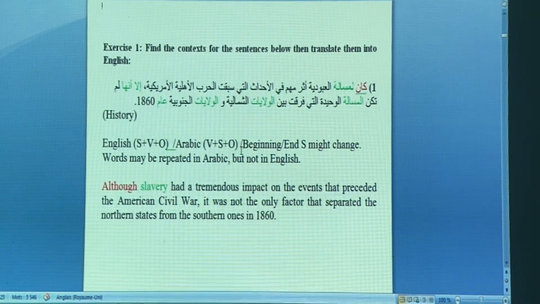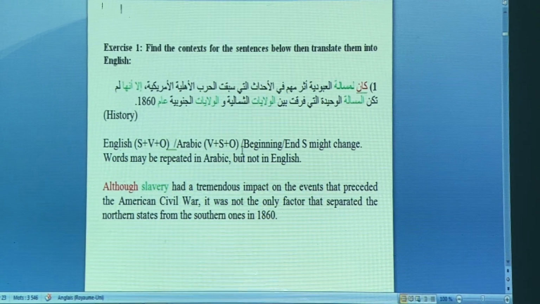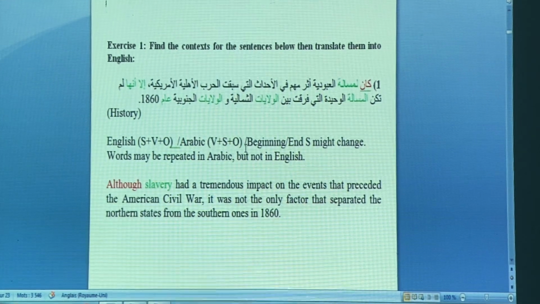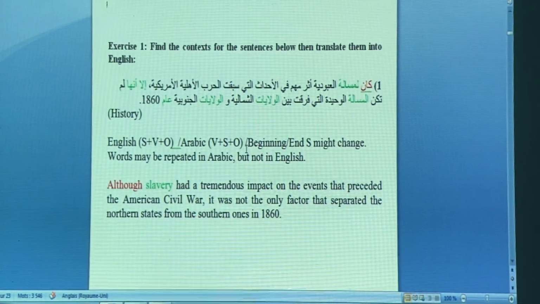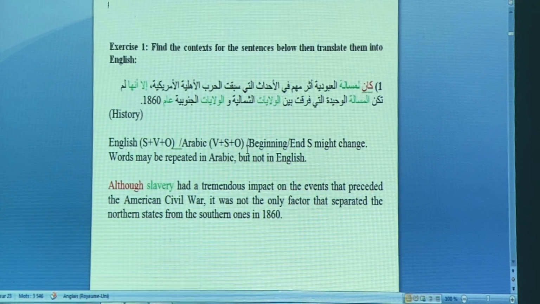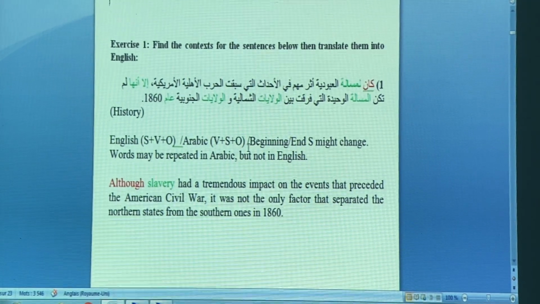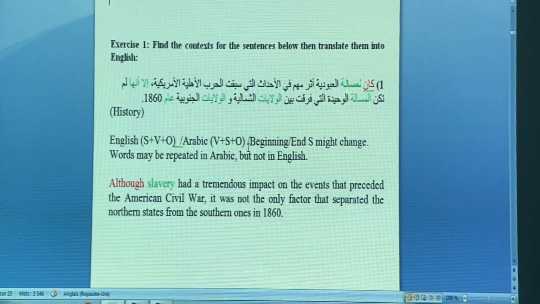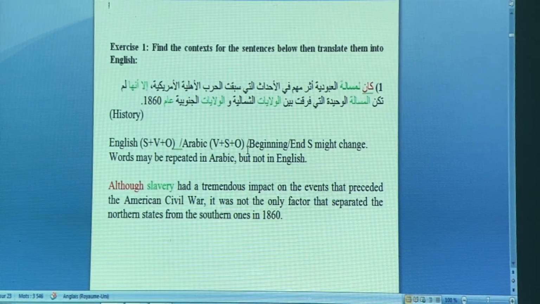But in English, you have the subject first. When you translate, the structure of the sentence might change. So the beginning might become the end, and the end might become the beginning. Because we are translating the meaning, not word by word.